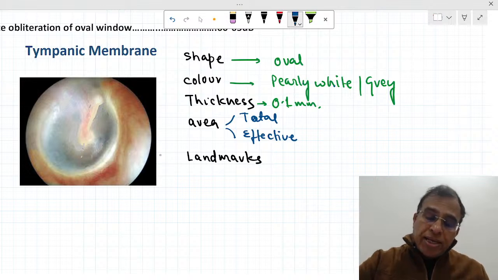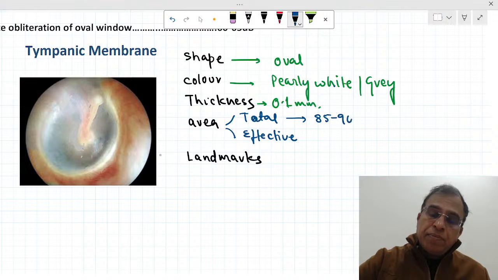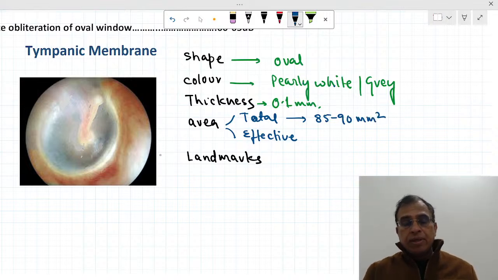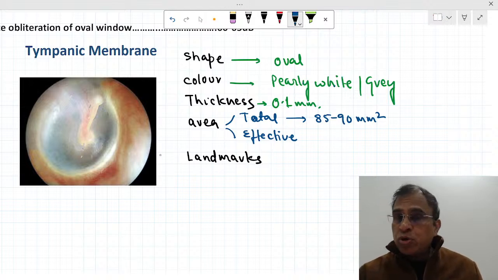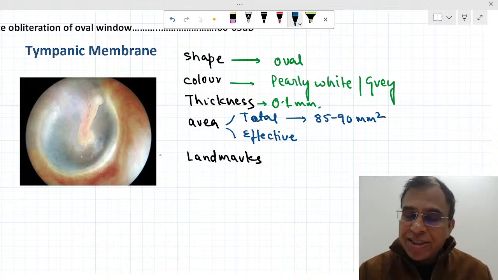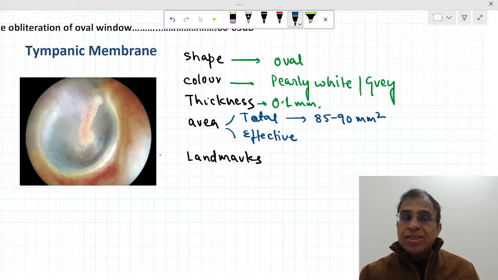The total area is the entire membrane, which is 85 to 90 millimeters square. This is the total area. But this membrane is supposed to vibrate to create hearing. We know this, isn't it? The question is, does the entire membrane vibrate for hearing?